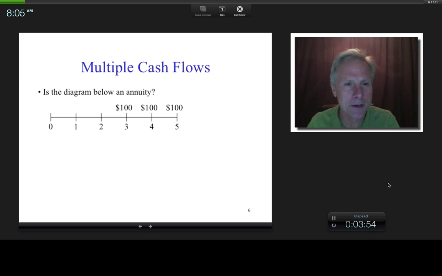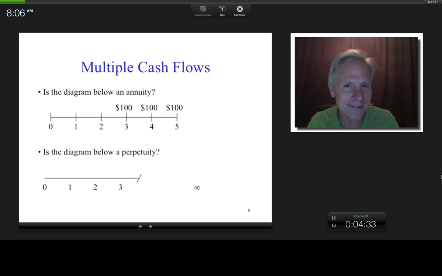Now, this diagram right here, by the way, if you see nothing above a particular time period, that just means $0. So is that an annuity? What do you think? Yes? No? Well, actually, it is an annuity. It's just an annuity that happens to start at time period 3. I mean, is there anything in the definition of the annuity that tells you when it starts? Nothing, right? It just says equal cash flows between equal time periods over a finite period of time. And that's what it is, except this annuity just happens to start at time 3.